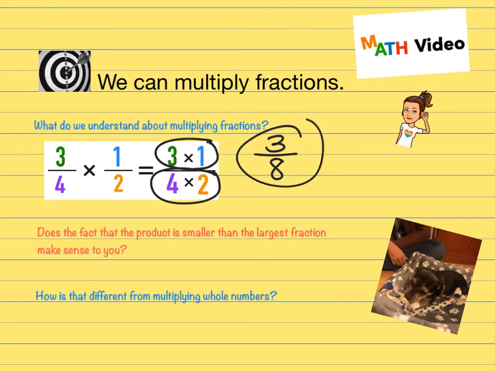But that leads me to another question. Does the fact that the product is smaller than the largest fraction make sense to you? What I mean is, when we multiply, aren't we always supposed to get a larger answer? But that's not what we see in a fraction. Our answer, 3/8, is smaller or less than the largest number we were multiplying by. Well, let's compare to how this is different from multiplying whole numbers. Let's say we were multiplying a whole number 3 times another whole number, 4. 3 times 4 equals 12. 12 is greater than the largest number we were multiplying by. Let's explore this a little further.